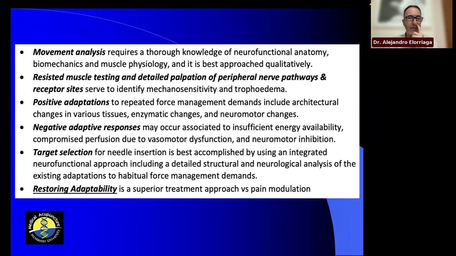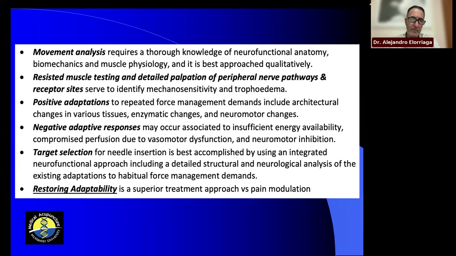I also explained briefly how movement analysis is mandatory and it has to be done based on a good foundation of biomechanics, muscle physiology, and involves also neurological testing that we didn't represent, but we will do in the practical cases, which is neuromotor recruitment test and neuroreactivity, and also the detailed palpation of peripheral nerve pathways that leads to identifying nerves which are sensitized and parts of the system where the vascular system has produced plasma extravasation.